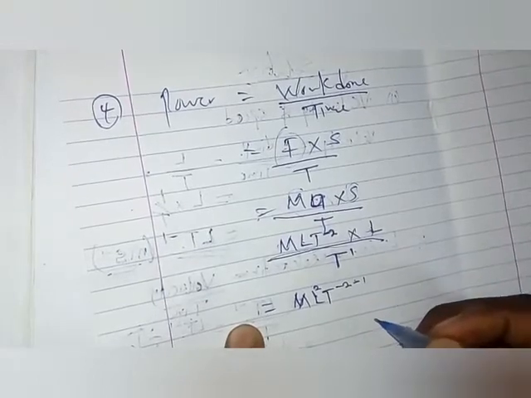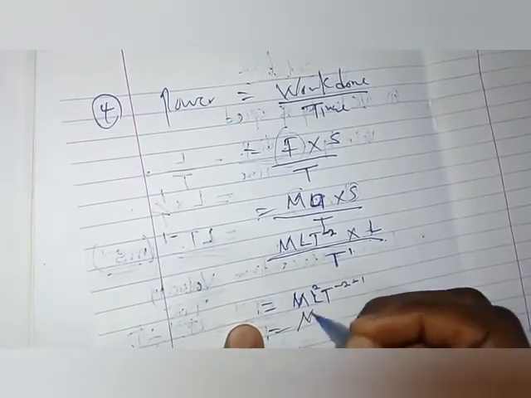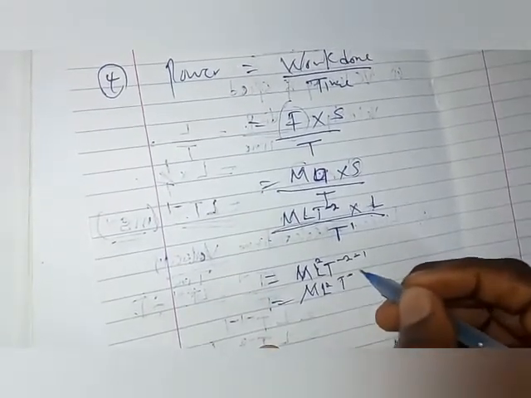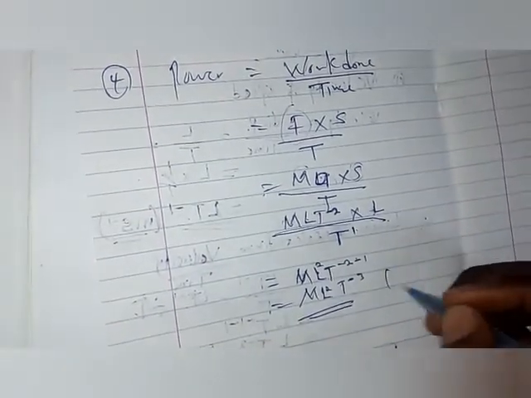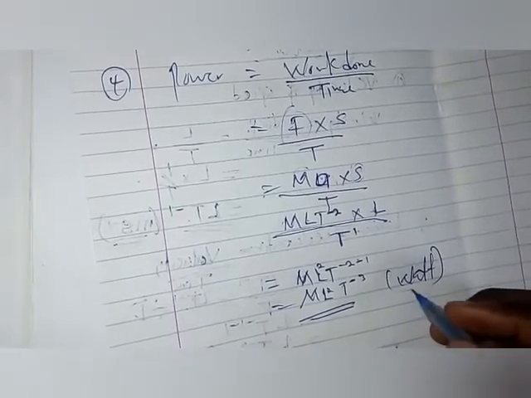Then minus 1. Then it will be what? It will be final. It will be L. Then L squared, T raised to the power of minus 3. So that is the dimension for power. And the unit for power is always what? Watts. Usually we use a watt.